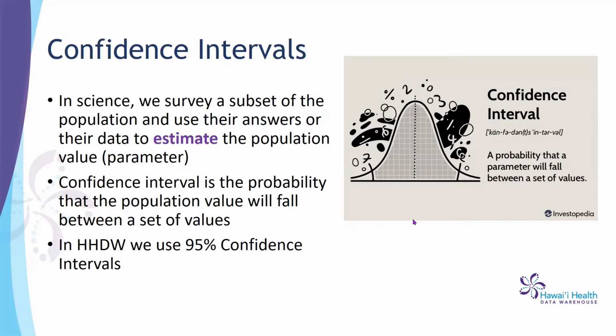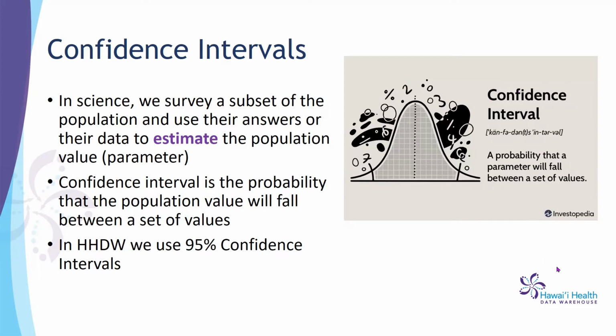Because we're using an estimate, we know that it could be somewhere in between there. So we draw something called a confidence interval around this. We use the normal distribution for that. The confidence interval is the probability that that population value will fall between this set of values. In HHGW, we use 95% confidence interval. So we say we are 95% sure that the true value of the population is between here. And so if we looked at it and compared to another population, we would draw that one and say it's 95% sure that the true value belongs between here.